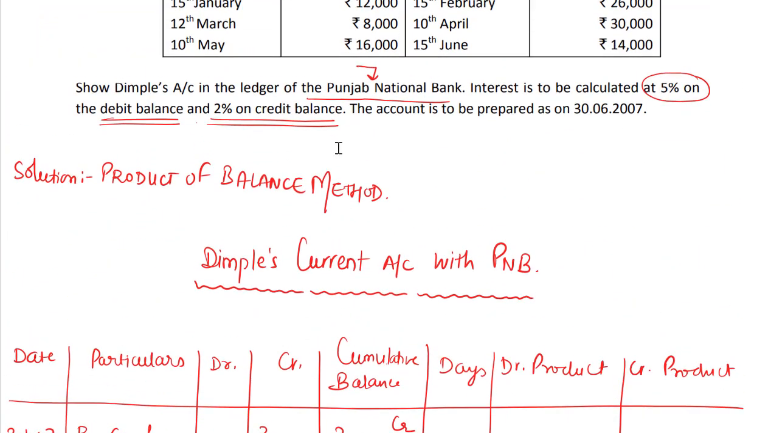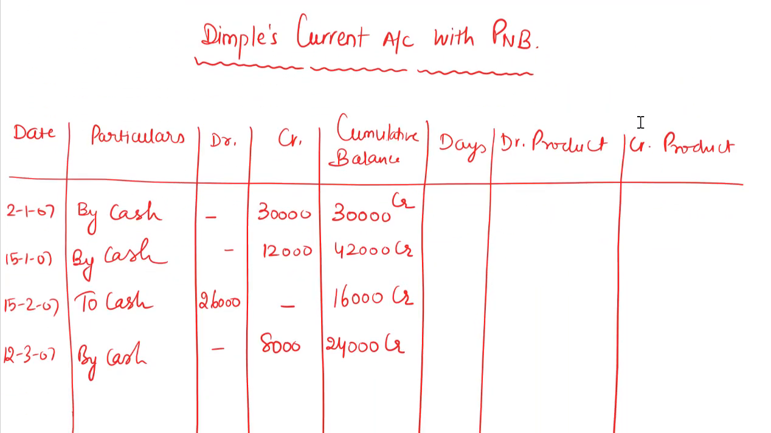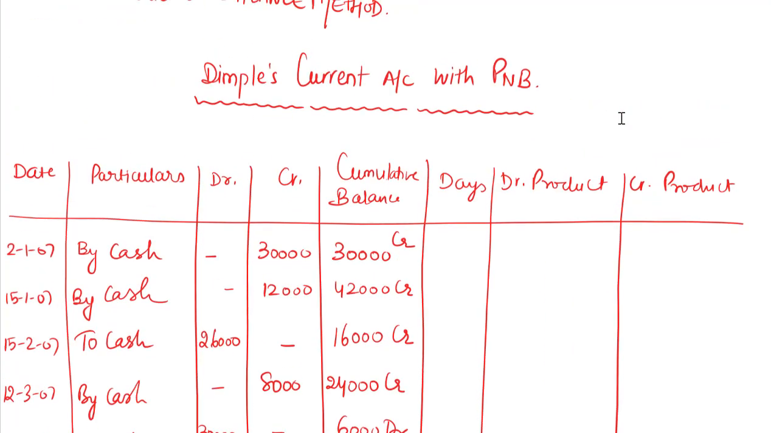I believe you understood. Next, 10th April withdrawal of 30,000, to cash, in the debit column. 24,000 minus 30,000 is minus 6,000. So 6,000 debit balance. I believe you understood.